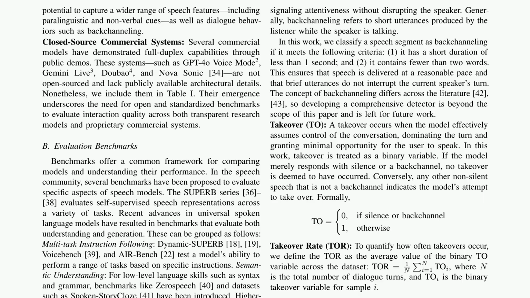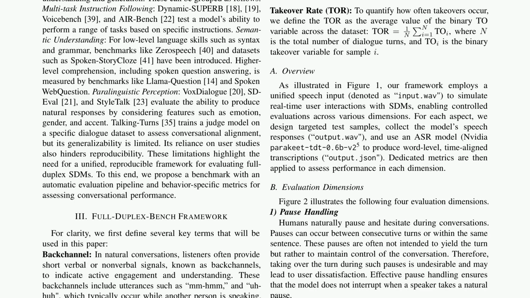Takeover. A takeover occurs when the model effectively assumes control of the conversation, dominating the turn and granting minimal opportunity for the user to speak. In this work, takeover is treated as a binary variable. If the model merely responds with silence or a backchannel, no takeover is deemed to have occurred. Conversely, any other non-silent speech that is not a backchannel indicates the model's attempt to take over. Formally, TO equals 0 if silence or backchannel, 1 otherwise. Takeover rate, TOR.